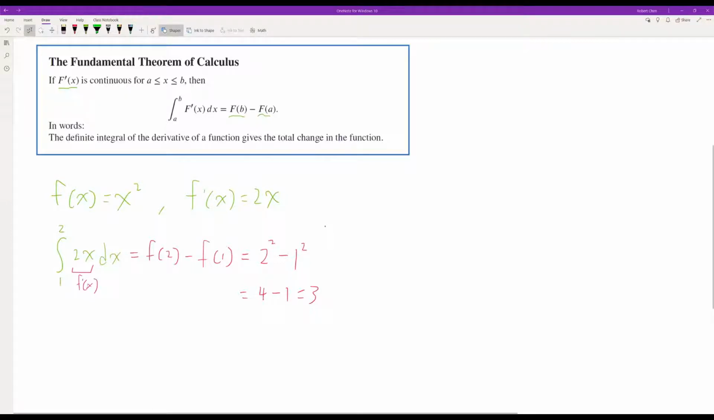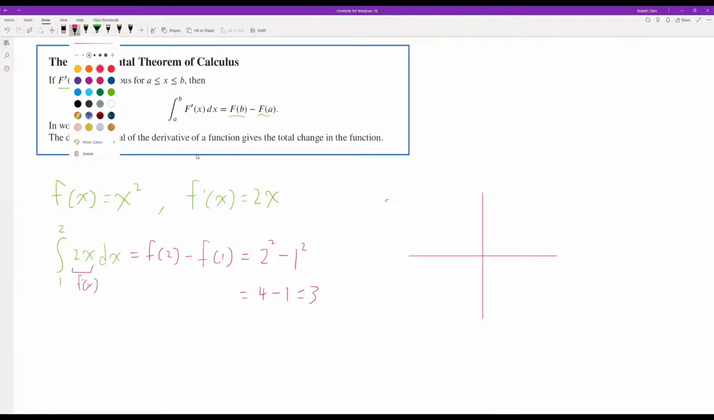Now, as we know from the previous sections, this definite integral represents the area under the curve of the graph of 2x. So let's graph 2x. So 1, 2, and then 2, 4. And then we have this line right here. Now the definite integral represents the area under this line between x equal to 1 and 2, which is a big trapezoid here.